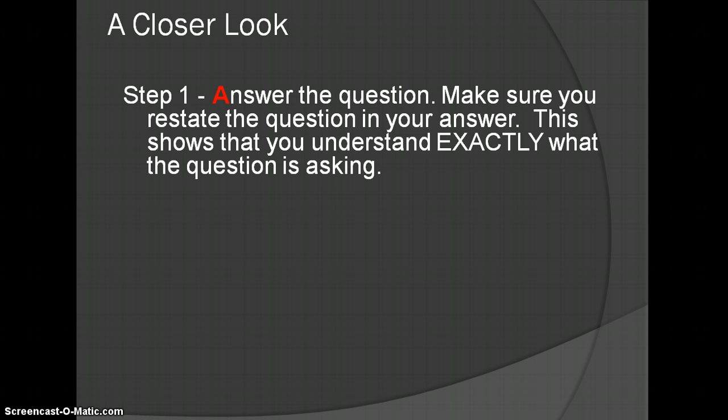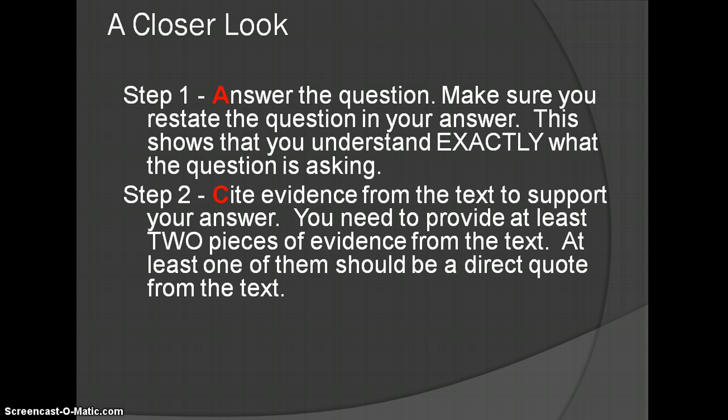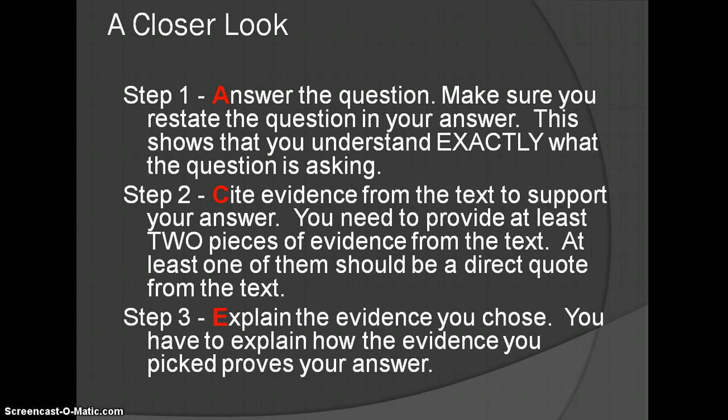The second step, or the C in the ACE strategy, is to cite evidence from the text to support their answer. They'll need to provide at least 2 pieces of evidence from the text, and at least one of them should be a direct quote from the text. And the third and final step of ACE is E, and that's to explain the evidence that they've chosen. They have to explain how their evidence proves that their answer is correct.